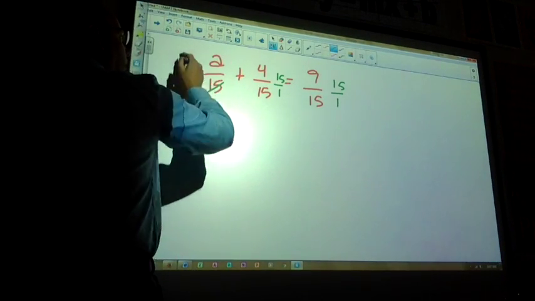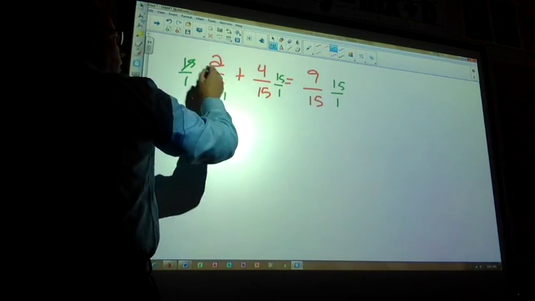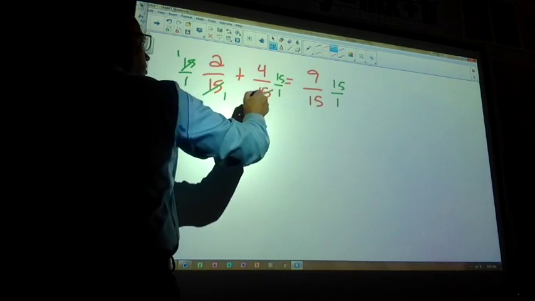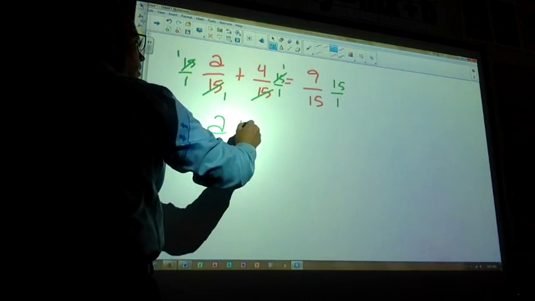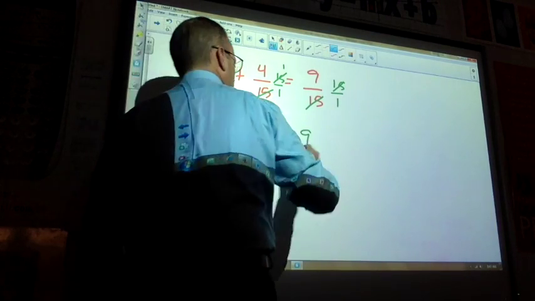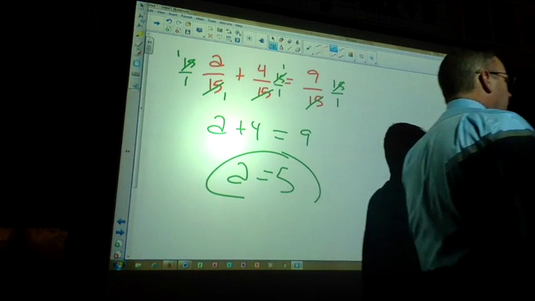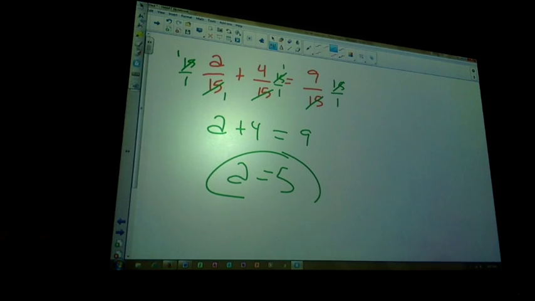What does this become? An A. 15 goes into itself once. And then what does this one become? 4. And then what does this one become? And then A is equal to 5. No more fractions. Dude, if I only learned this like 5 years ago, it would have been so much better.